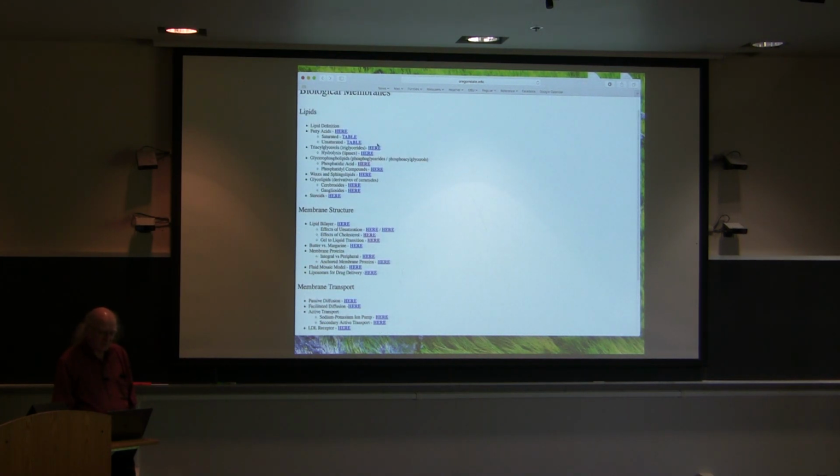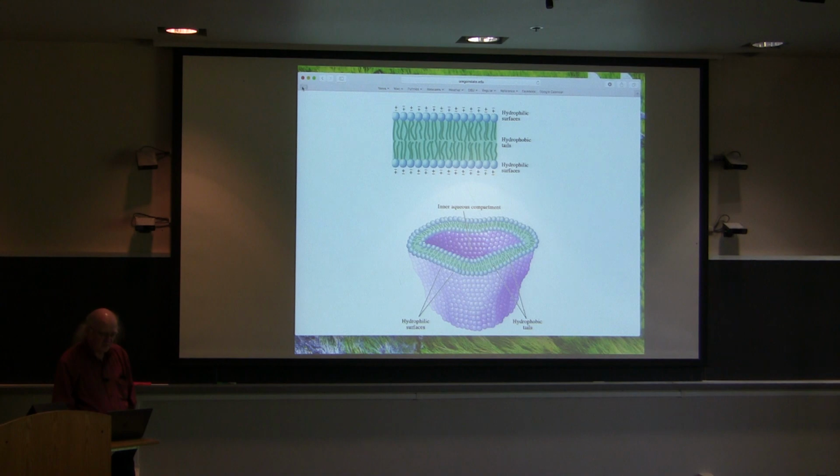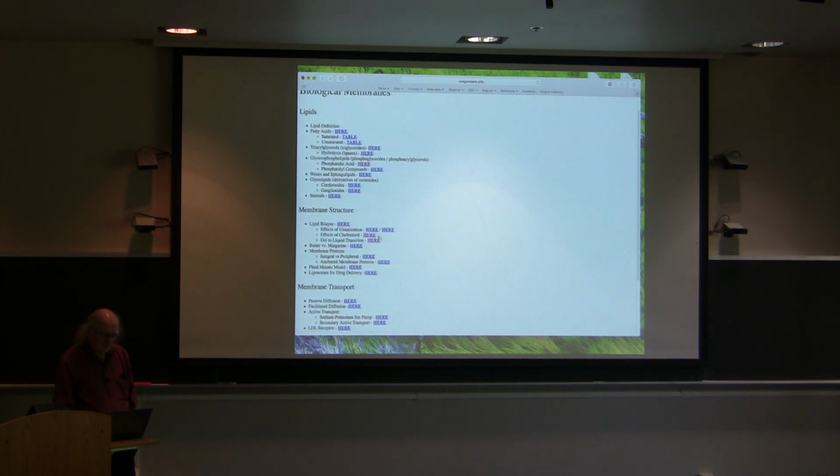Yeah, let me answer the question with a figure if I can find the figure. Lipid bilayer. That's not it. Saturation, gel, butter, membrane proteins.